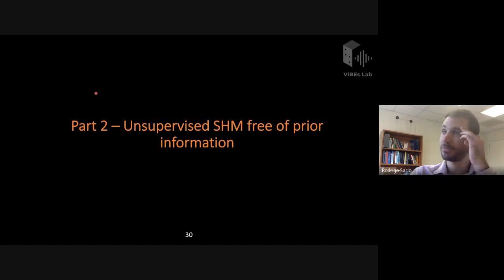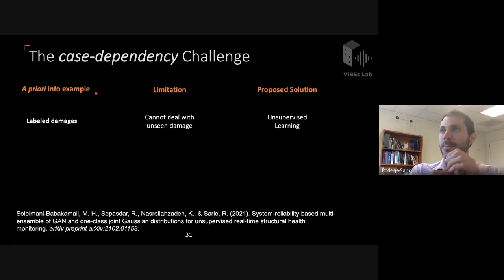So this is more SHM oriented, but again, under this theme of creating systems that are less dependent on a priori information. The challenge we're trying to address here is what I'm calling the case dependency challenge. Going back to some of the a priori examples that I gave, I'll give some limitations that arise out of this. For example, with labeled damages, one limitation, and a relatively obvious one, is that you can't deal with unseen damages.